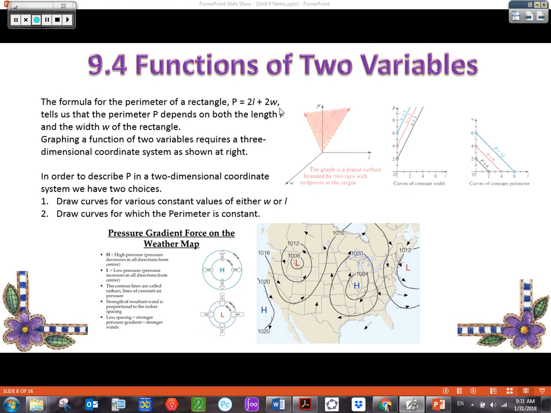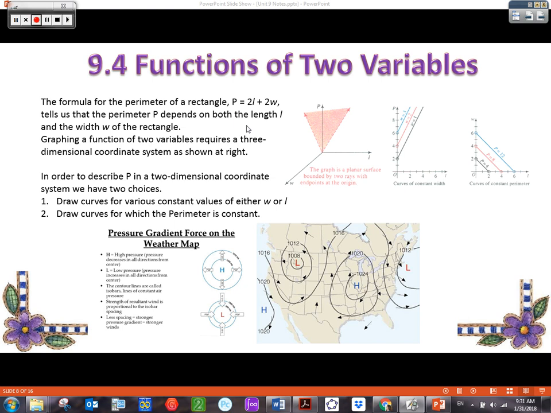If we were to graph this, we would need to physically graph it in a three-dimensional plane. Here in this three-dimensional plane, this would be a graph of the perimeter. Notice how I have width on one axis, length on the other axis, and perimeter on the z-axis, and it makes a plane. That's how I would graph something with two variables in it.